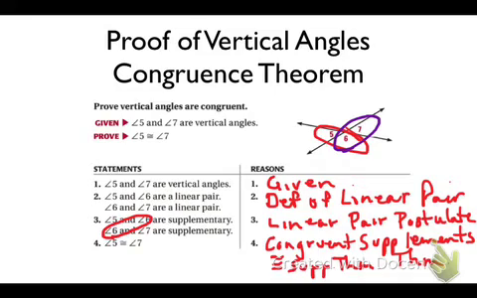Okay, we're almost done, guys. I know we're going on 12 minutes now, but I want to finish up with just one example of how we use the linear pairs postulate and the vertical angles congruence theorem to find the measure of some angles. All right?